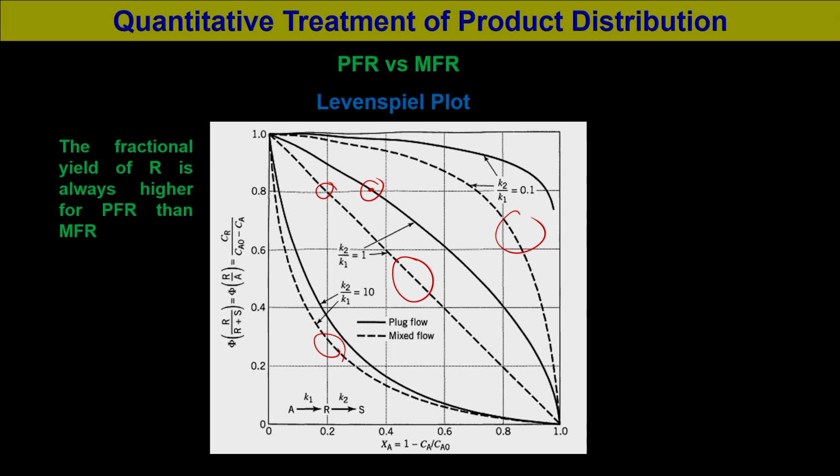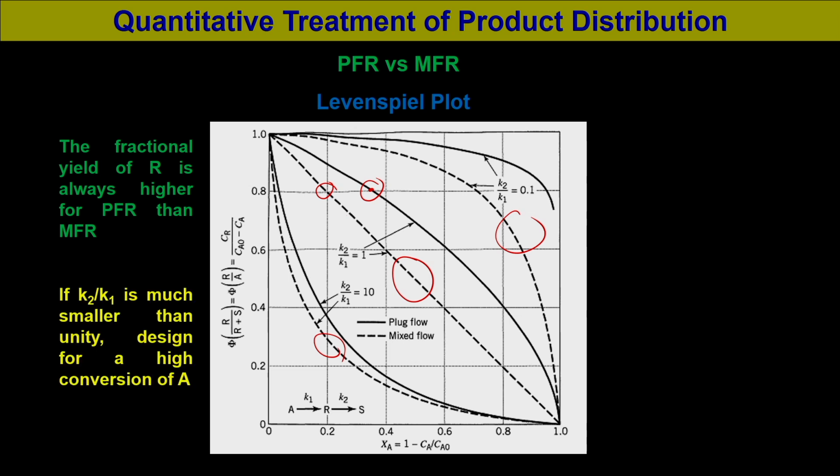The second thing is that if K2 by K1 is much smaller, as we can see K2 by K1 is small in this case, meaning smaller than unity, it should be designed for a high conversion. So, a high conversion is better compared to a low conversion.